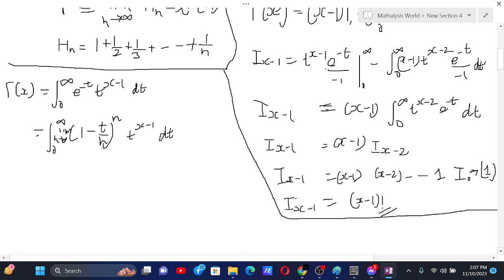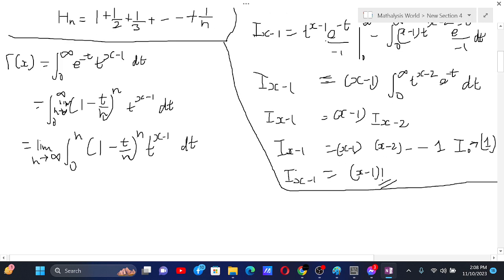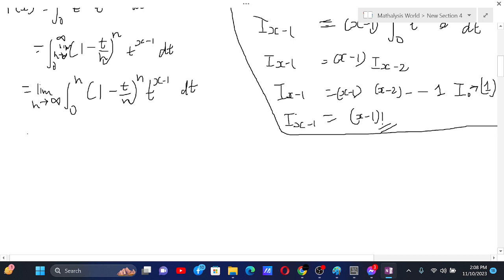Now as the limit n goes to infinity, we can take it out and also change the limits of the integral from 0 to n, and 1 minus t by n to the power n, since these are in the same order, and dt. Now we can integrate it using integration by parts, and so we get the limit n tends to infinity of 1 minus t by n to the power n.